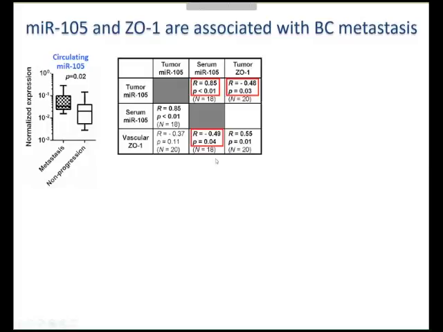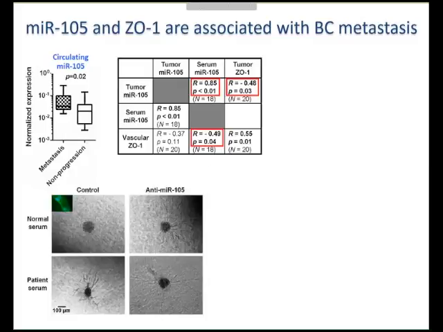Further, when we look at the ZO1 expression in vascular endothelial cells adjacent to tumor cells, we also saw a significant negative correlation between the level of ZO1 and circulating or secreted miR-105, indicating the extracellular function of cancer-secreted miR-105 in regulating endothelial ZO1 expression. So we also used the 3D culture of endothelial cells, confirming that patient serum with high miR-105 level can indeed regulate the 3D branchy structure of endothelial cells.